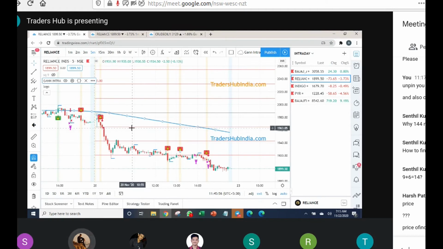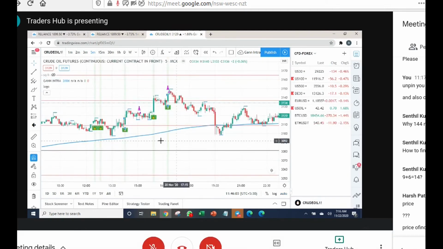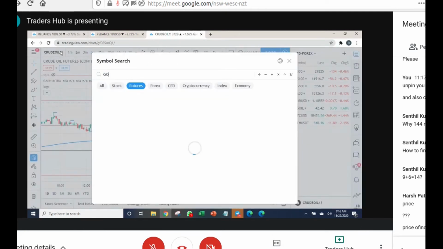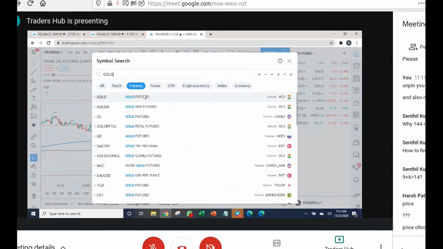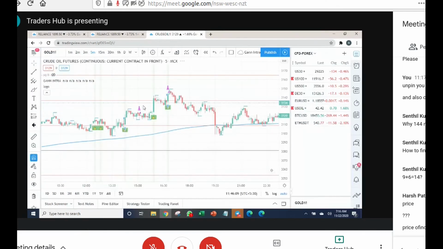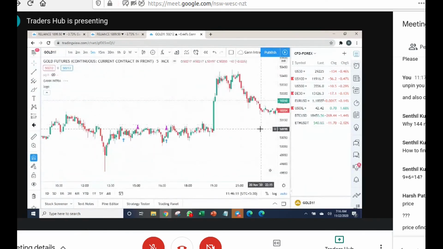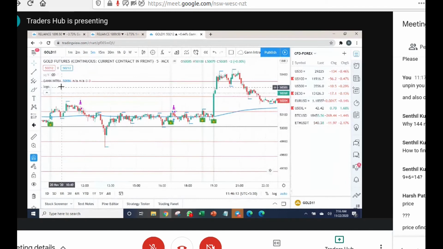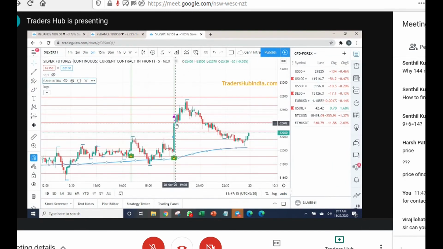Sir, can you show us in MCX silver or gold? So this is crude, and gold. They will obey our levels. This is what I want to say.